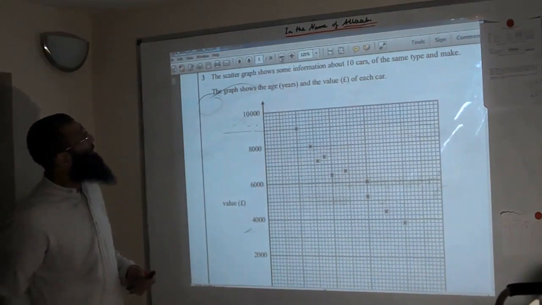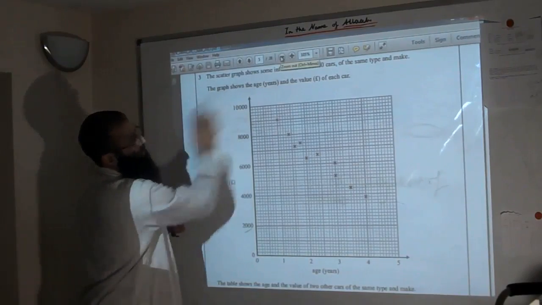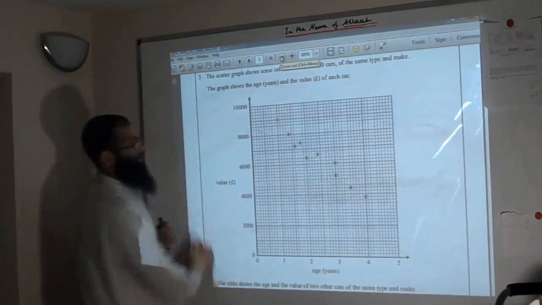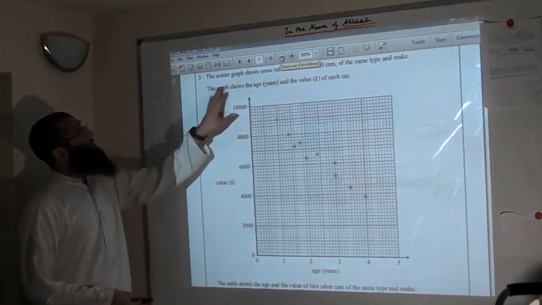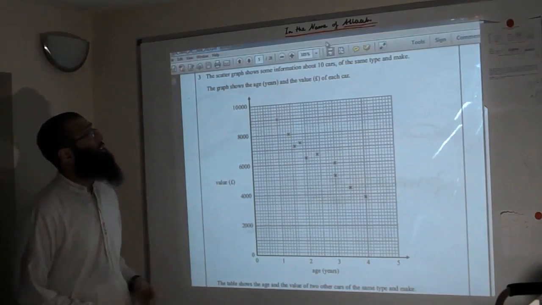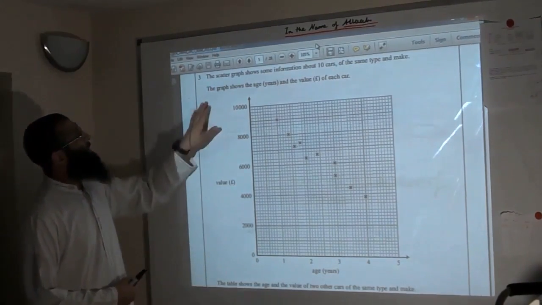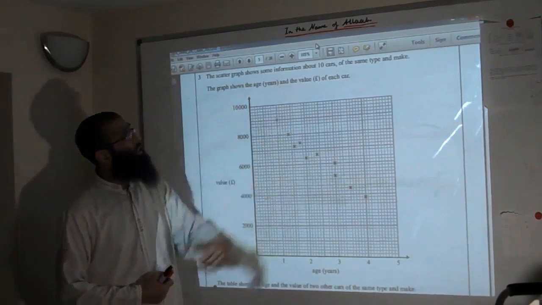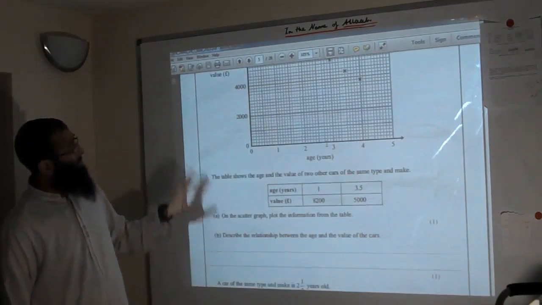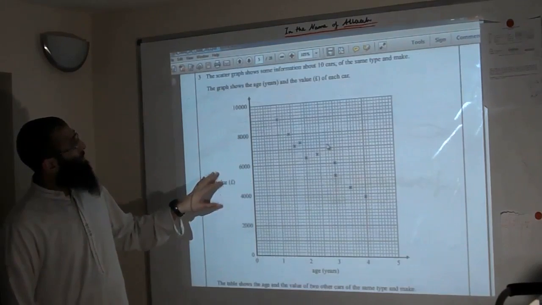Okay, the graph. The scatter graph shows some information about 10 cars of the same type and make. The graph shows the age, in years, and the value of each car. Okay, right, the rest of the question. I've got a copy here.